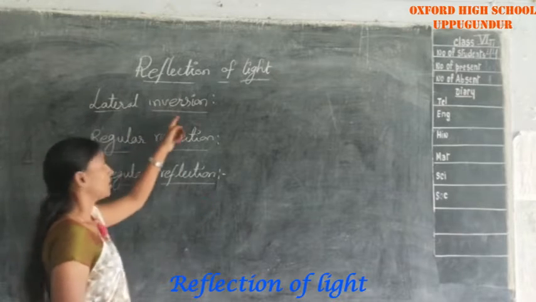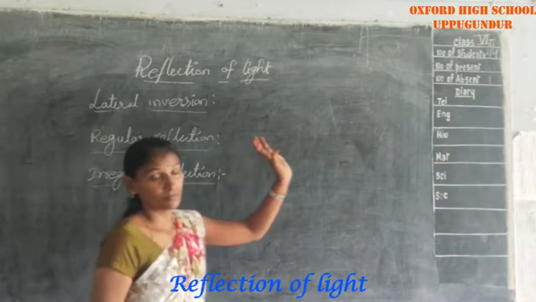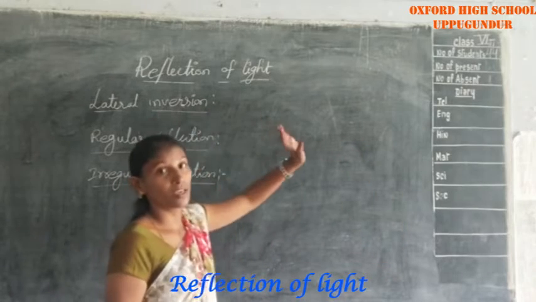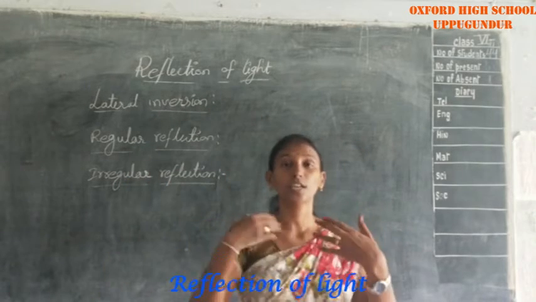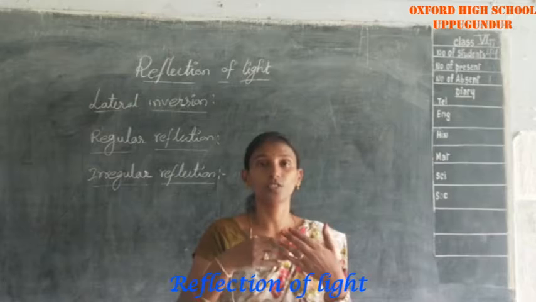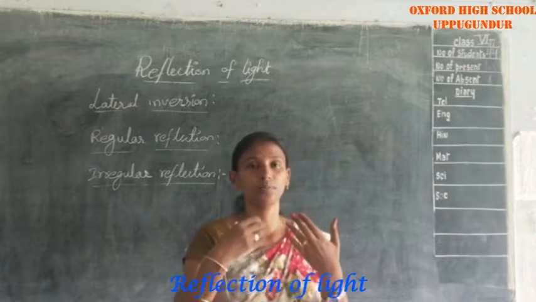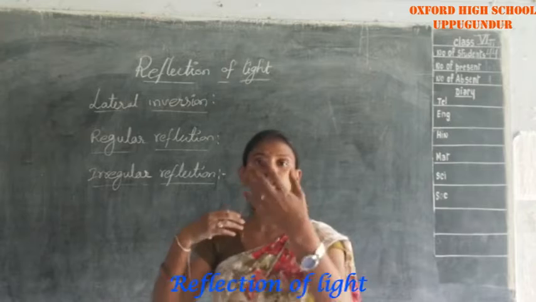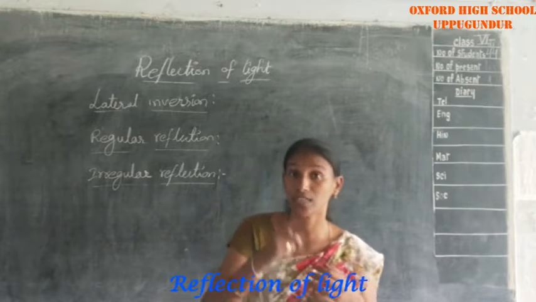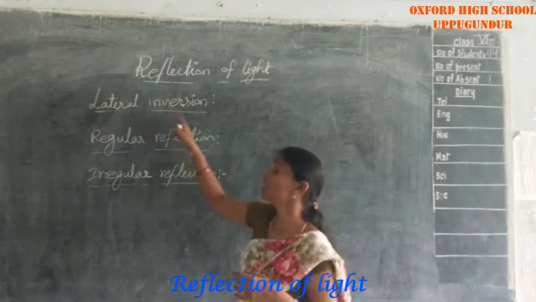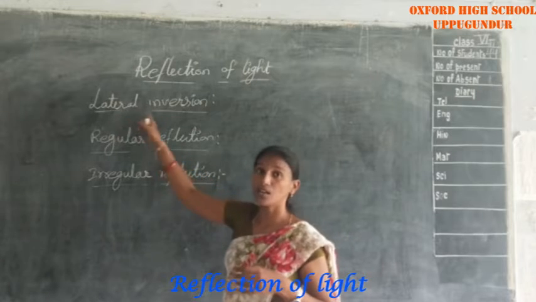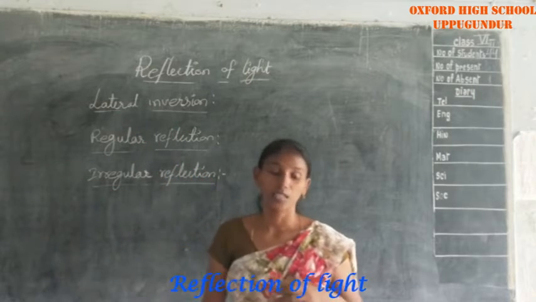The next topic is reflection of light: lateral inversion, regular reflection, and irregular reflection. We already discussed this in the previous class, but you did not identify the name. That is your image. When you observe your image, left appears to right and right to left, yes or no? That is considered lateral inversion.